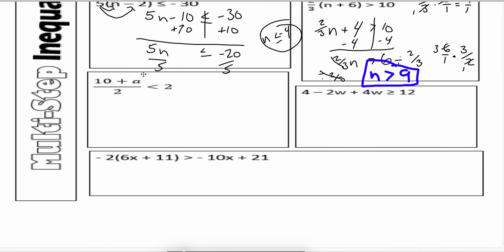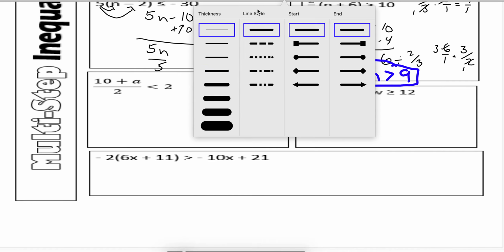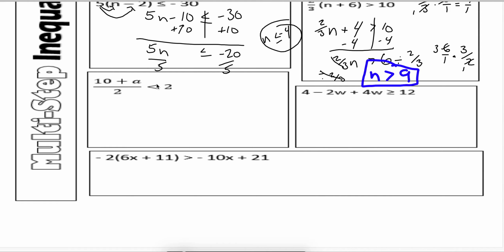Try another one. This one looks a little funky because of 10 plus a over 2. That means 10 plus a divided by 2 is less than 2. Let's check that out. First thing I want to do is get rid of this 2 in the denominator. We said it was just dividing by 2.